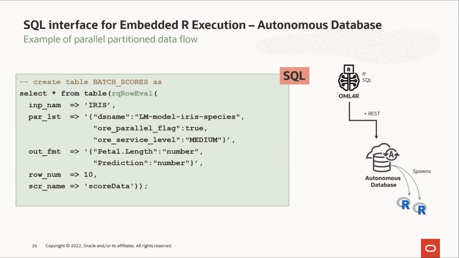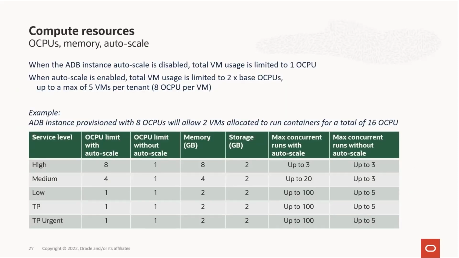So in a moment, Cherry will also highlight the REST interface that's available on Autonomous Database. Before we get to the demonstration, let's touch briefly on the compute resources on Autonomous Database for OML for R. And the same also applies to OML for Python.